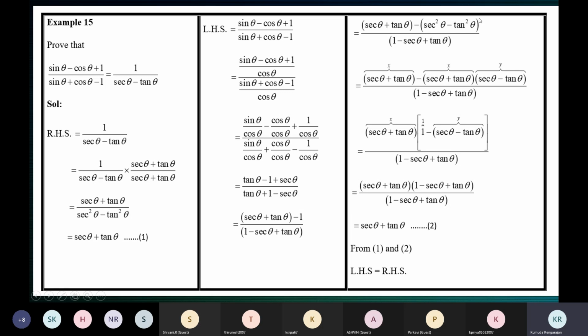If you miss this bracket, you're not going to prove it comfortably. Minus 1, since there's a minus, be careful to enclose the terms in a bracket. Secant square theta minus tan square theta in the bracket. After this, it is in the form a square minus b square. So a plus b, secant theta plus tan theta, into secant theta minus tan theta.